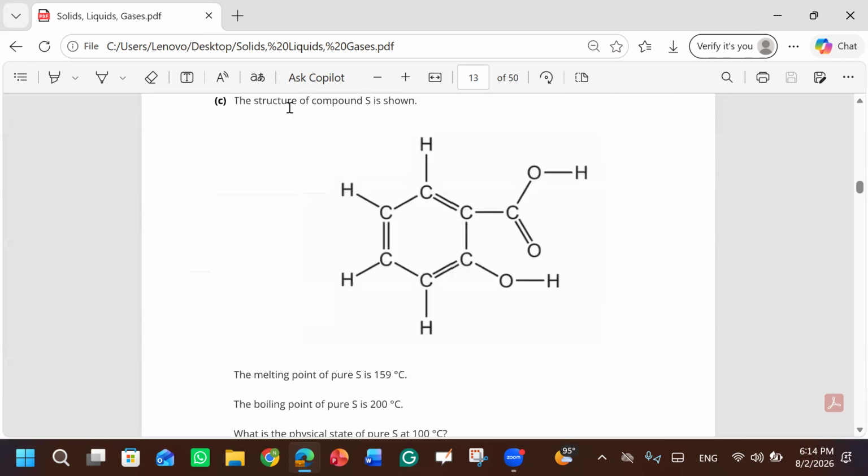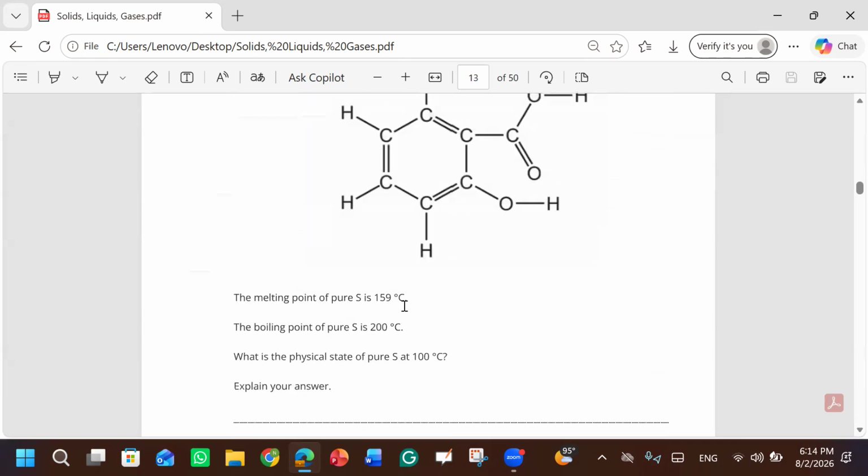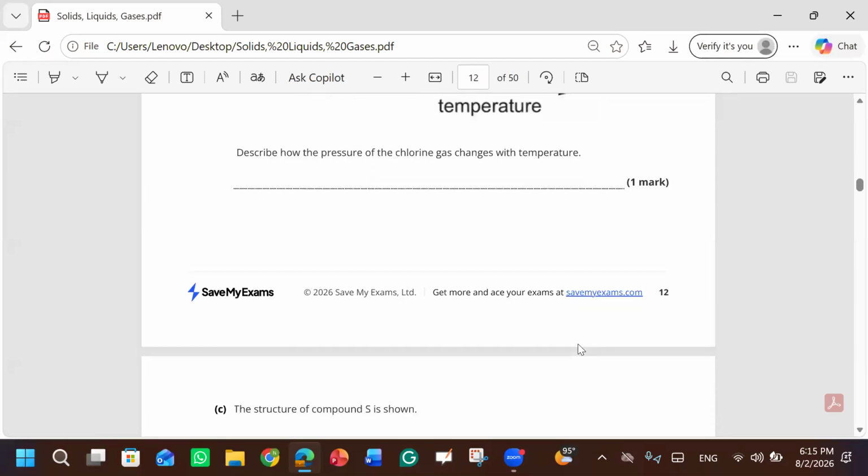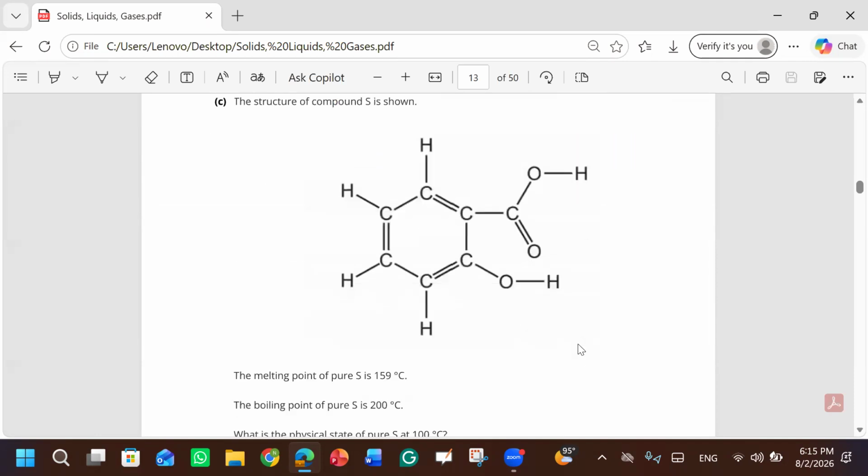This is the structure of the compound S. The melting point is 159. The boiling point is 200. What is the physical state of pure S at 100 degrees? Pure sulfur would be solid because it's below the melting point. So it will be solid.